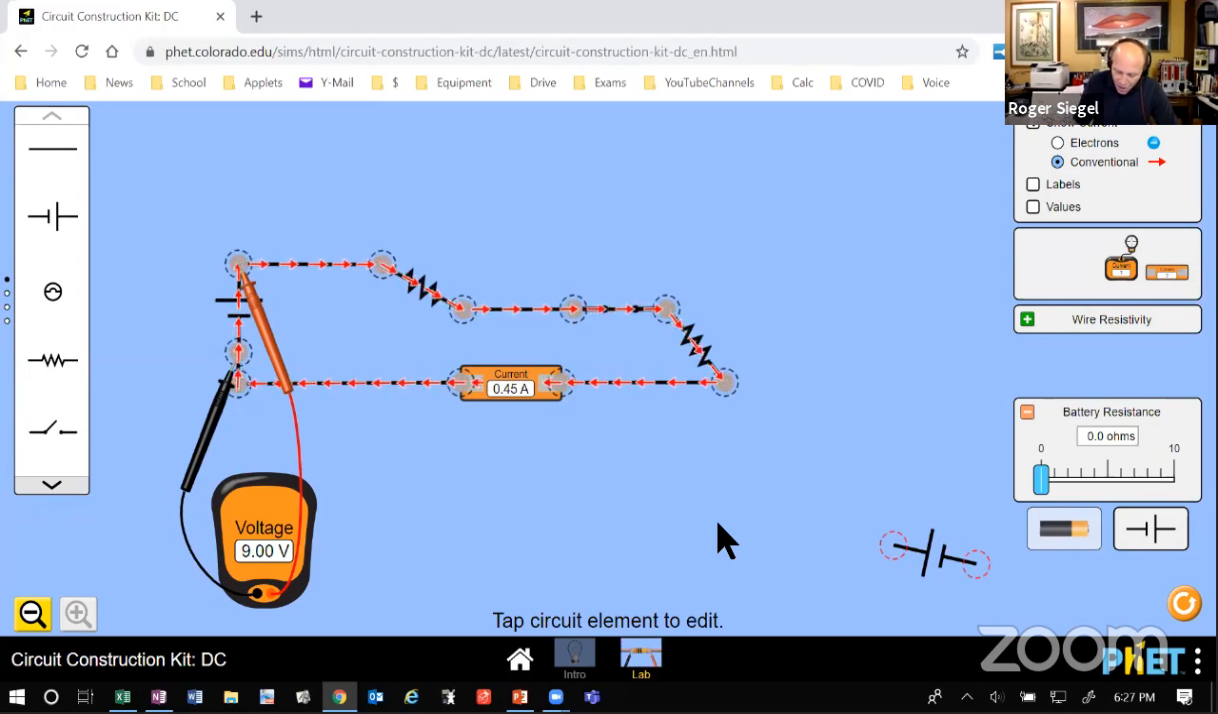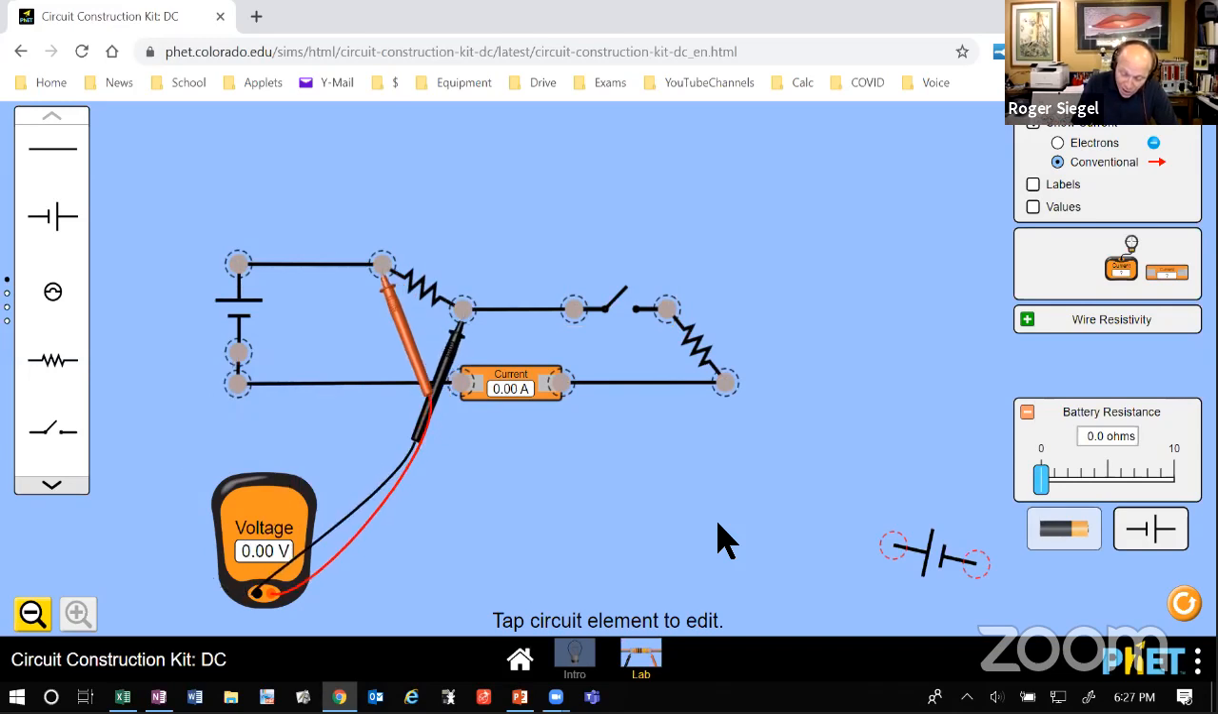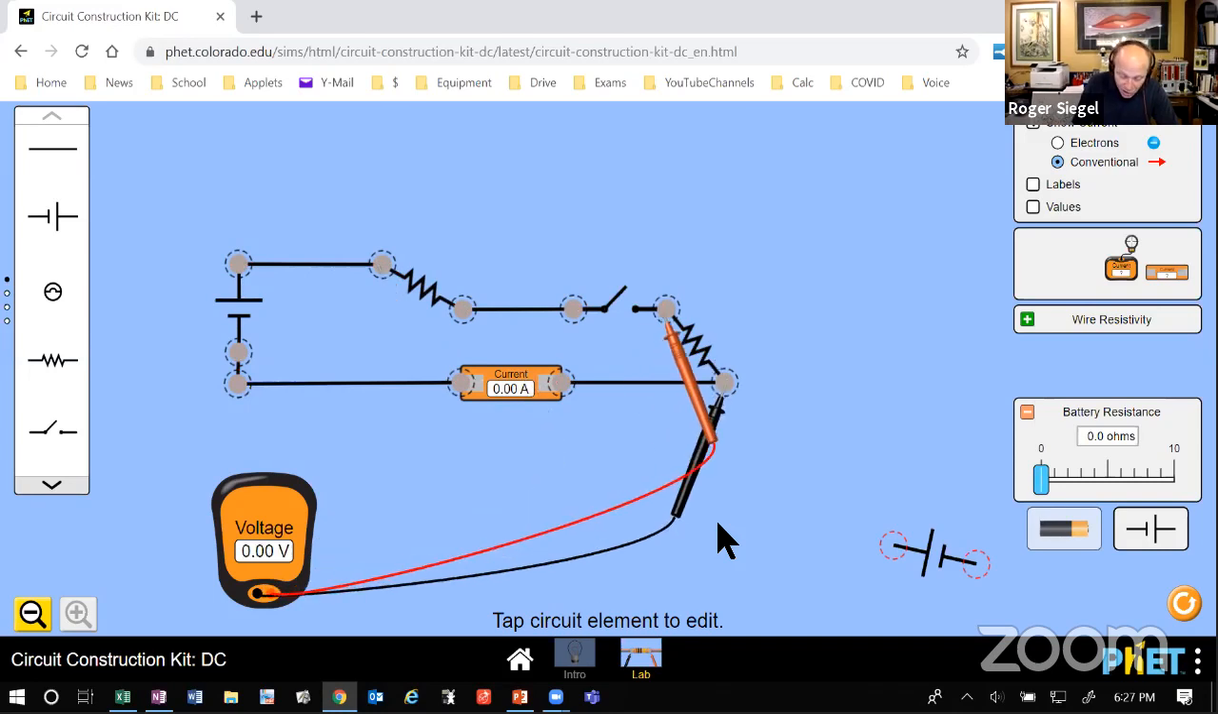Now notice that when I open the switch here, the voltage is 9 volts, and when I close the switch, the voltage is 9 volts. And there's a voltage drop across this resistor of 4.5 volts when the switch is open, and a voltage drop across this resistor of 4.5 volts when the switch is closed, I mean. And so that's what we would expect.